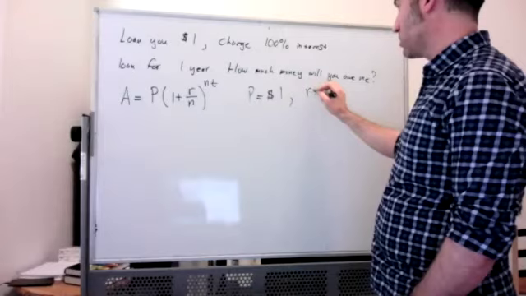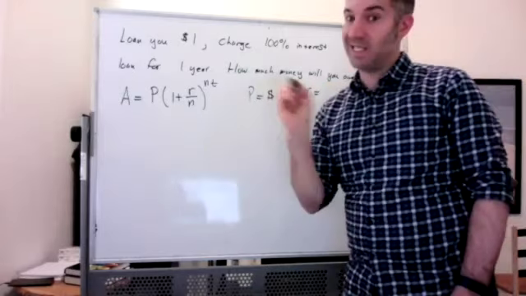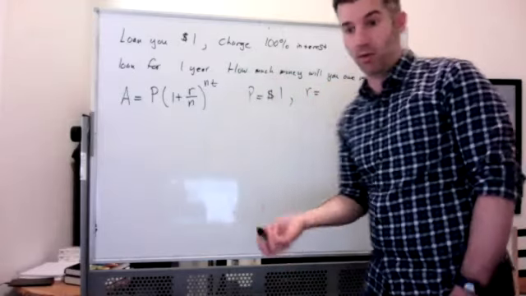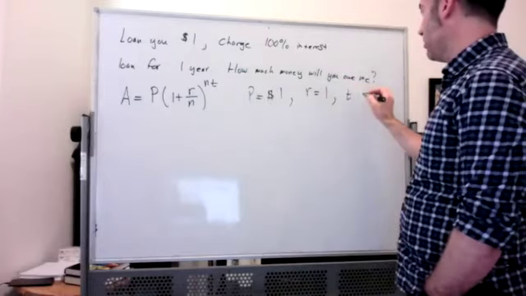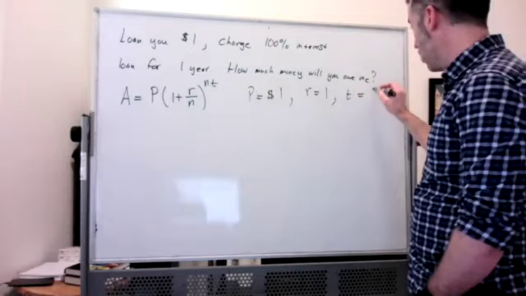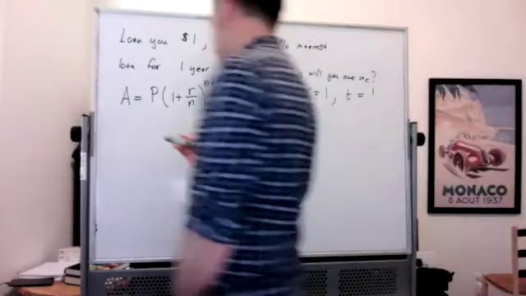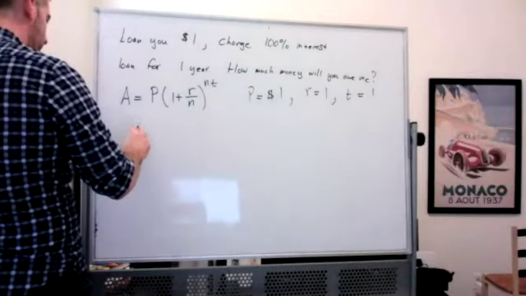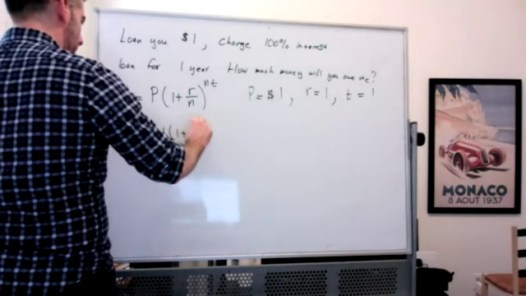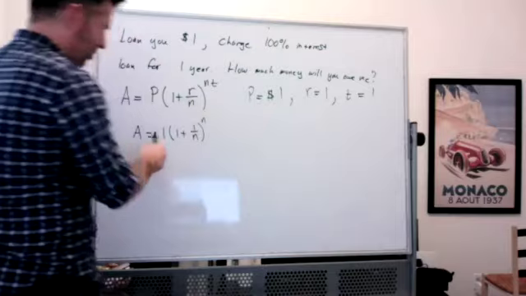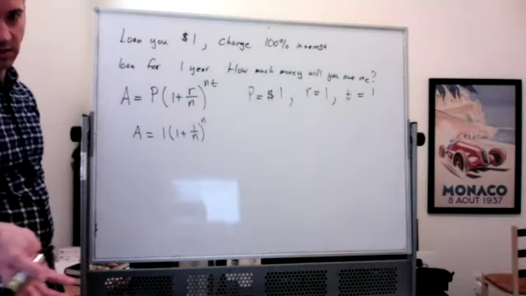The interest rate, 100% as a decimal, is 1.00, which is just 1. And the time, the number of years, is also 1. So here's what our formula ends up looking like. The amount of money is 1 times (1 plus 1 over n) to the nth power. I don't really need that 1 out there because 1 times anything is just whatever you've got. So here's what we've got.